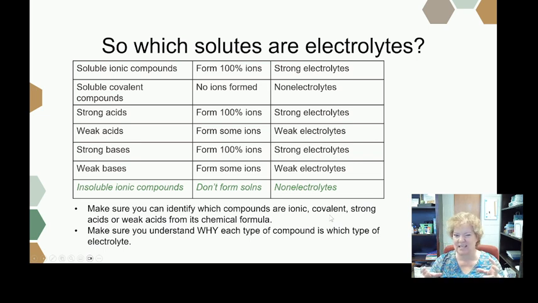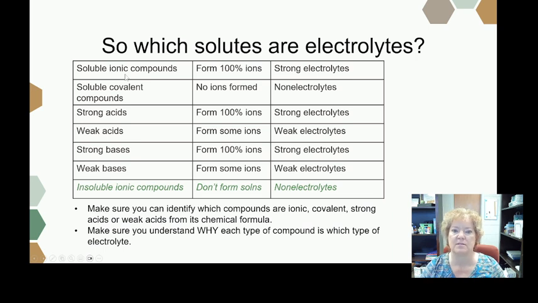Kind of breaking it down, if I look at a substance, I need to type it. Is it a soluble ionic compound? Is it an insoluble ionic compound? Is it a covalent compound? Is it a strong acid? Is it a strong base? Or is it a weak acid or weak base? Once I can look at a chemical formula and type it, that will help me decide whether it is going to form ions, which then helps me decide whether it is a strong, weak, or non-electrolyte.